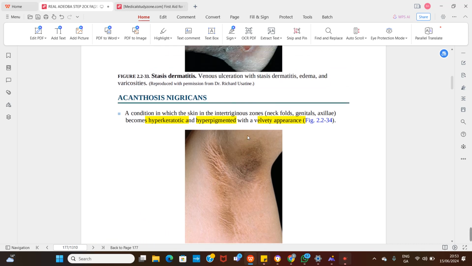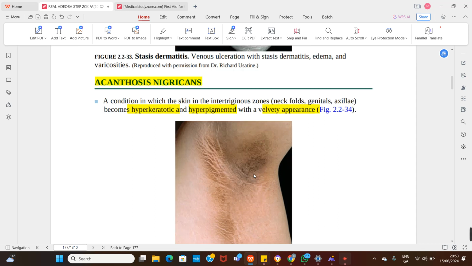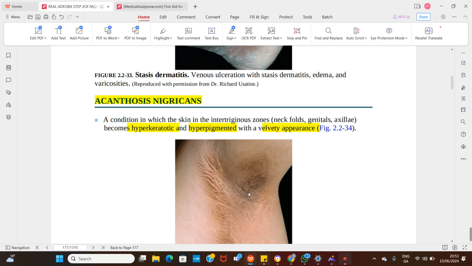Moving on to the next one. The next one is acanthosis nigricans. Very easy. We already know this from our Step 1. What are we looking out for? We are just going to see the individual having hyperpigmented, hyperkeratotic lesions within the intertriginous areas, particularly the axilla. So once we see an individual having hyperpigmented, what do I mean? Dark lesions like this, which are hyperkeratotic. There is thickening of the stratum corneum.